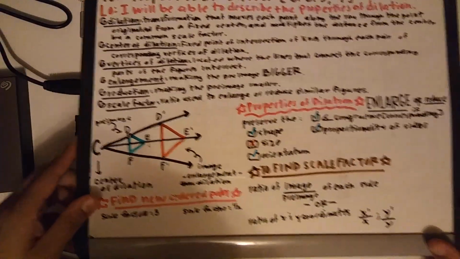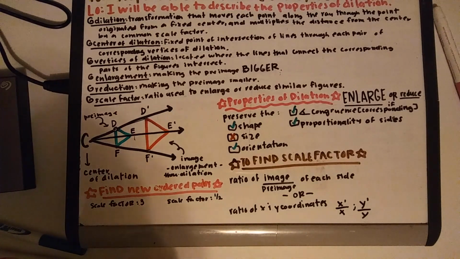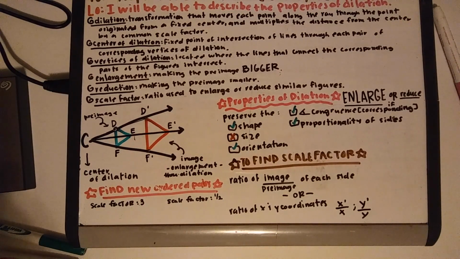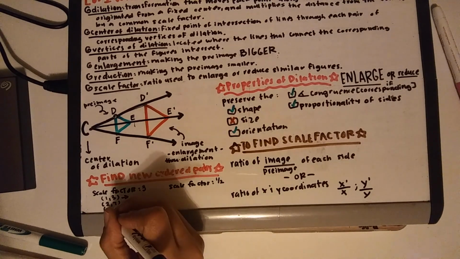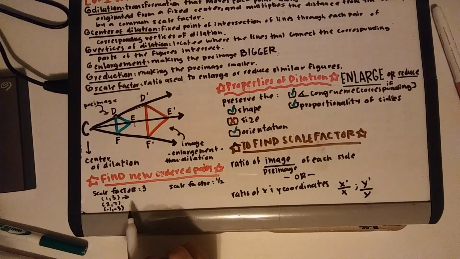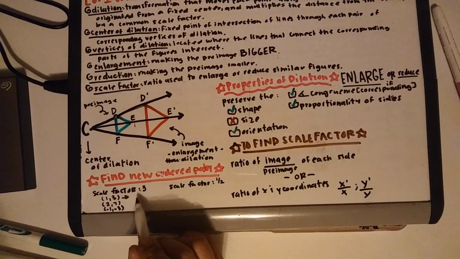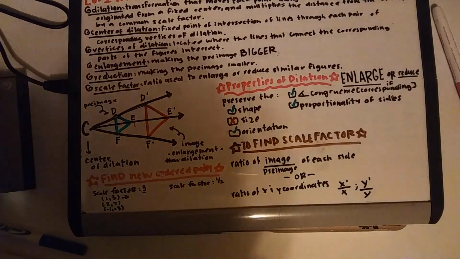Okay, and one more last thing. So finding the new ordered pairs. So for instance, say without doing the graph, if I just said that there's a triangle with those vertices located on the coordinate plane, and I need to find the new ordered pairs. So this is a scale factor of 3. That means I'm going to multiply each one of those numbers by 3, and that will give me the new ordered pairs, and then I can graph from there.